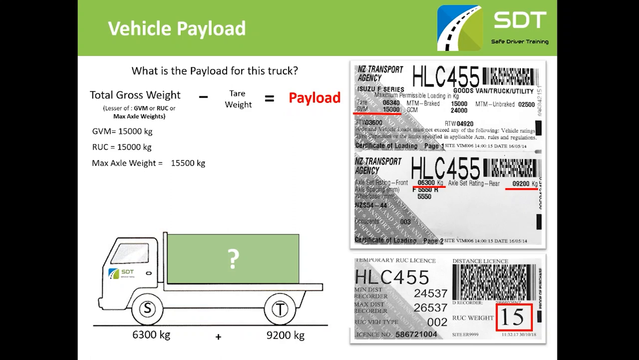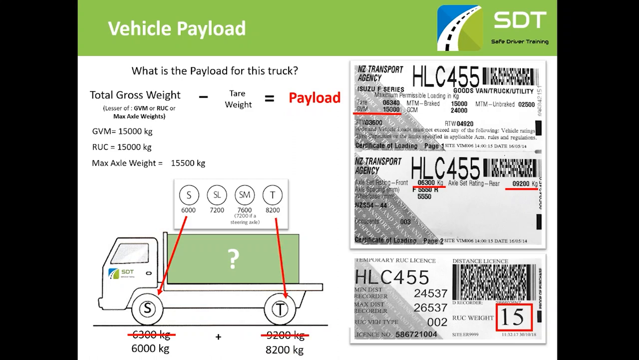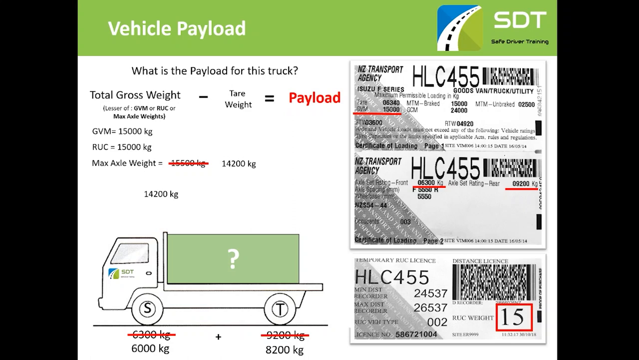However, now we must check the maximum axle weights according to the New Zealand Transport Agency. On the front axle, we can only carry 6,000 kgs. On the rear axle, we can only carry 8,200 kgs. So our maximum axle weight for this vehicle is determined by the New Zealand Transport Agency definition, and it equals 14,200 kgs. To calculate the payload for this vehicle, we must use maximum axle weights because it's the lesser number. So 14,200 kgs minus the tare weight of the truck, which is 6,340 kgs, equals 7,860 kgs.